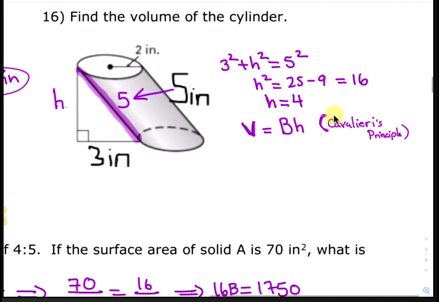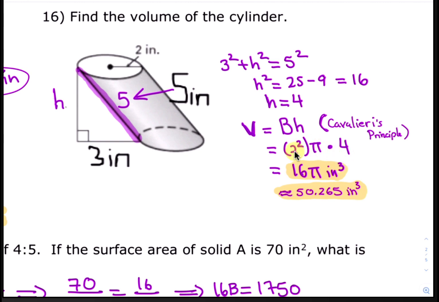Now, based on Cavalieri's principle, the volume of this cylinder, even though it is a slanted cylinder, is still area of the base times the height. The base is a circle with a radius of 2, and it has a height of h, which was 4. So we put the numbers into the formula, and the volume is 2 squared times pi times 4. Multiplying everything except the pi, we get 16 pi. And then if you include pi in the calculation, it's going to be about 15.265 inches cubed.